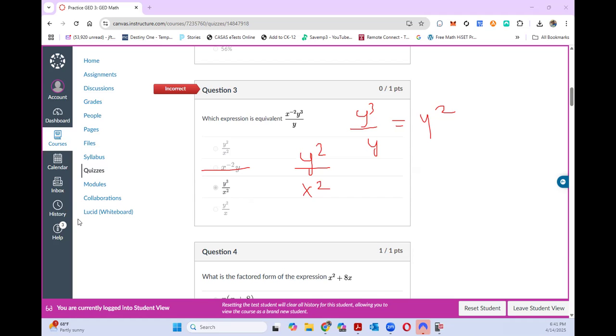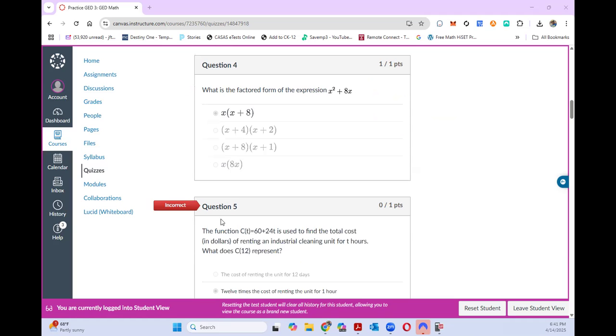Did I get that one right? Factor. You've got to factor out an x. The lowest exponent of x is x. You take an x out, that becomes x plus 8. That was correct. Oh yes, I should pay attention.